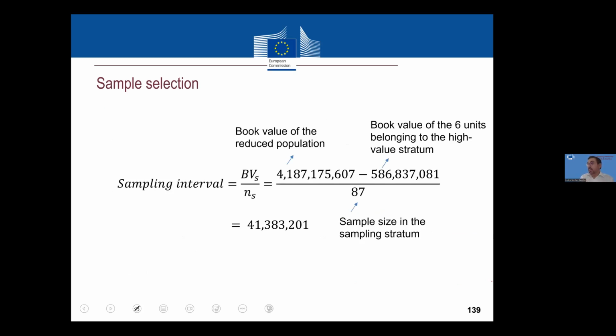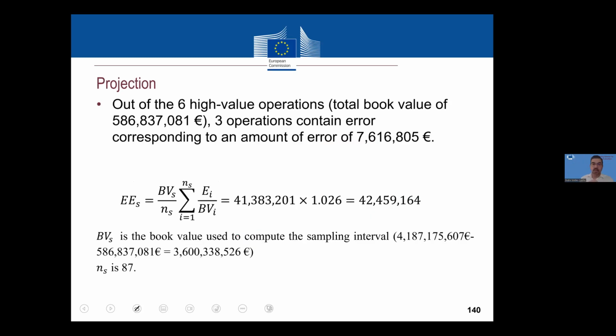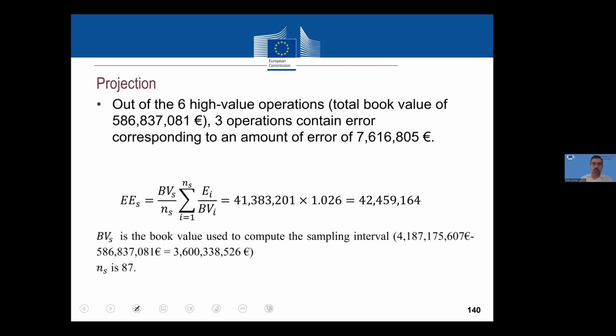Well, the sampling interval in the sampling stratum is the book value of the reduced population after taking away the book values of the 4 excluded units, minus the book value of the 6 units that belong to the high value stratum, divided by the sample size of the sampling stratum. And here it is, the sampling interval is whatever it is, 41 million. And then you select the sample of 87 operations.